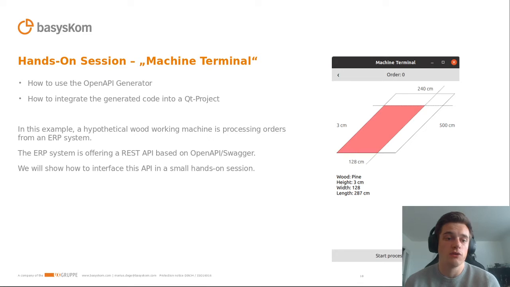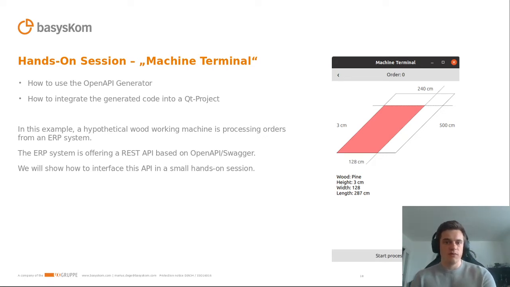I will show how to interface this API in this hands-on session, and our goal here is to build a Qt Quick HMI that uses the provided API, but we don't want to write all that boilerplate code that is needed to interact with an API. So we don't want to get our hands on the QNetworkAccessManager, and we don't want to think about communication details like serialization or all the transportation and networking stuff. We just want to generate the code and use it.